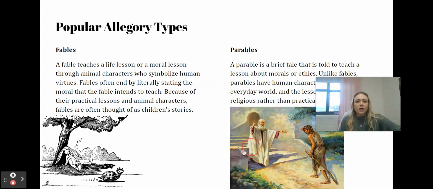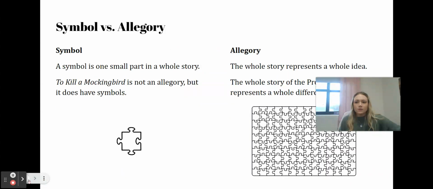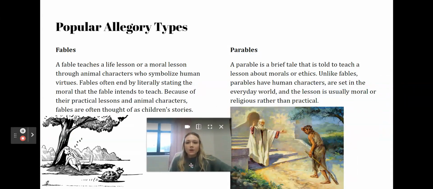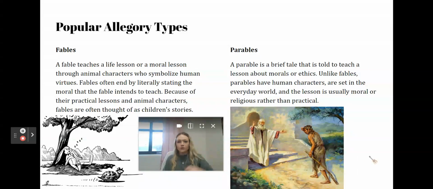These are some popular allegory types. Fables and parables. So, fables, like the tortoise and the hare. A fable teaches a life lesson or a moral lesson through animal characters who symbolize human virtues. Fables often end by literally stating the moral that the fable intends to teach. If you've ever read a fable, it has that line underneath it that says, this is the moral of the story. Because of their practical lessons and animal characters, fables are often thought of as children's stories.